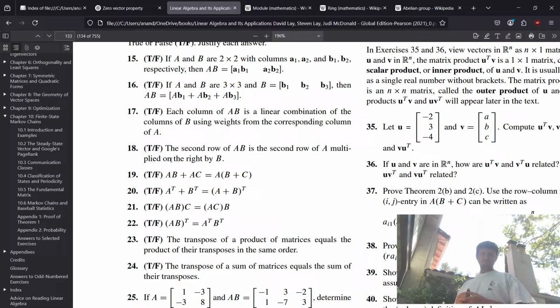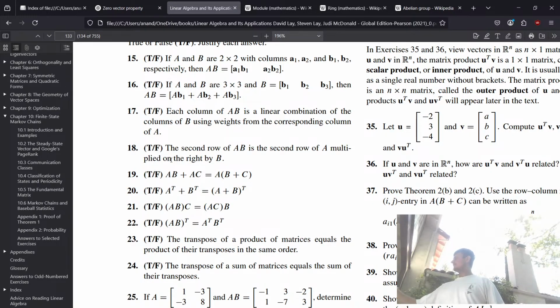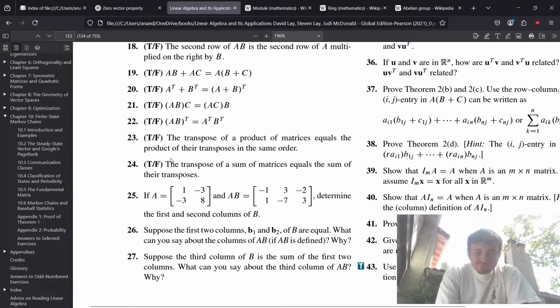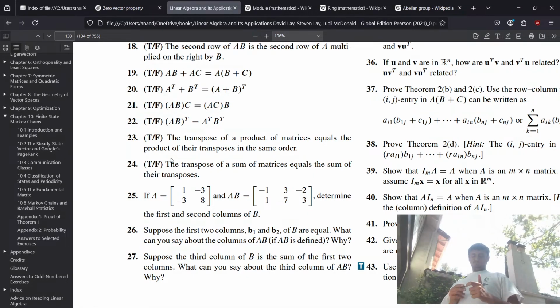The transpose of a product of matrices, that's false. It's a reverse order. 24, the transpose of a sum of matrices equals the sum of their transposes. Yeah, that's true. We just did that one. Oh, we're done with the true falses. Okay.